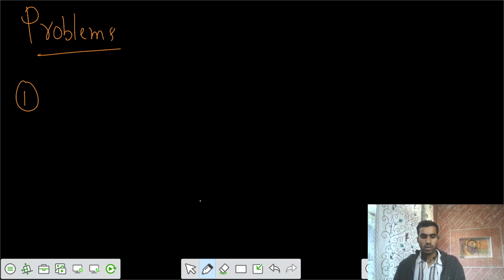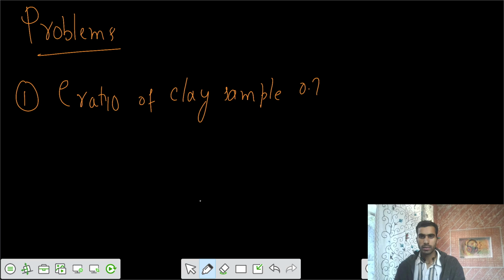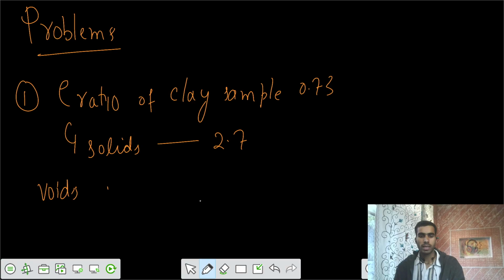We have the void ratio of clay given. The void ratio of the clay sample is provided to you: 0.73. The specific gravity of soil solids of that same material is 2.7, and it's given that the voids are 92% saturated.